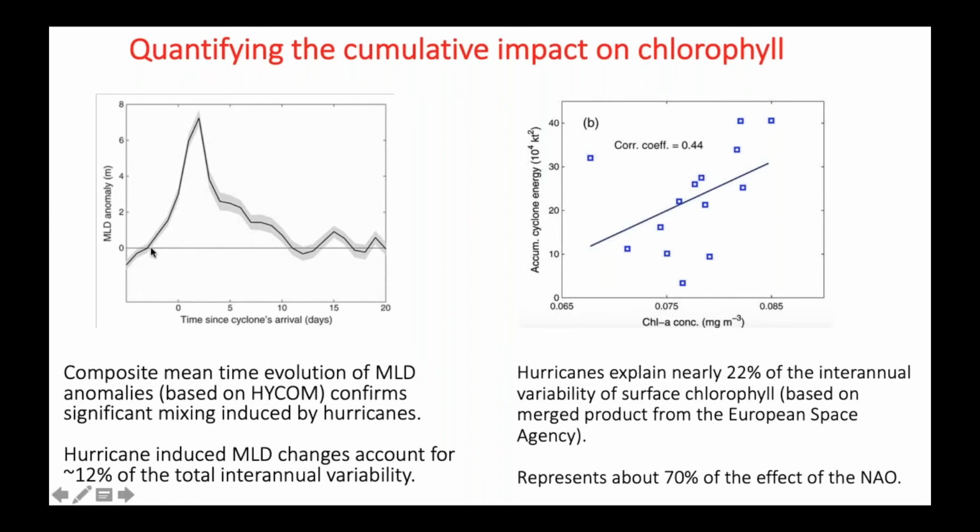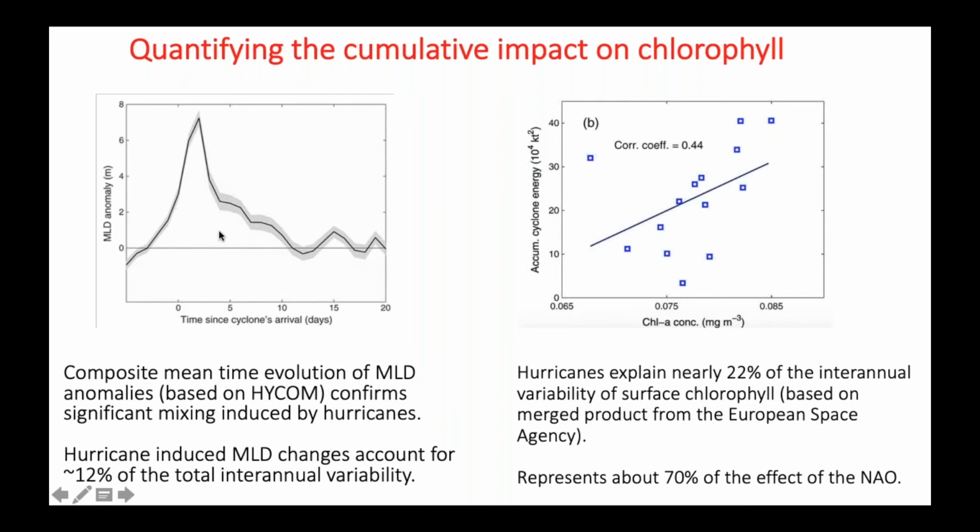What you are seeing in this figure is the composite mean time evolution of mixed-layer depth anomalies in the aftermath of hurricanes. This is based on daily ocean reanalysis data from HYCOM. And what you can see is that on the day of the hurricane and immediately after that, within a day or two, there's a significant increase in mixed layer depth. There's an increase of 6 to 8 meters.